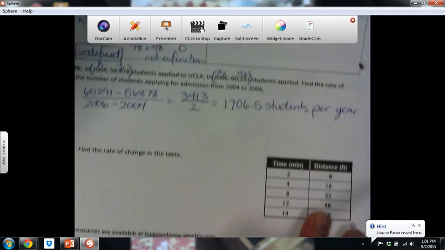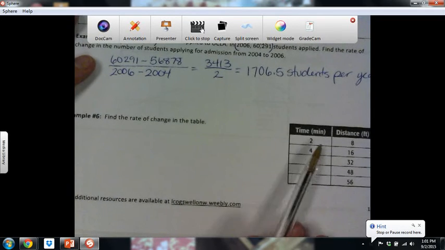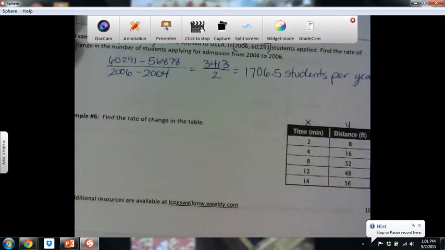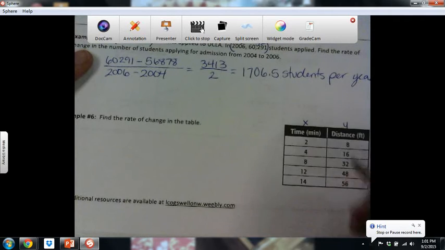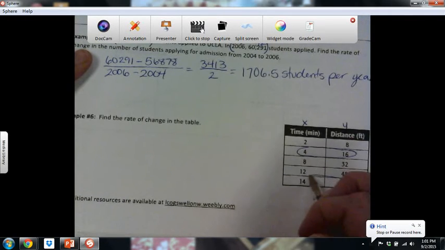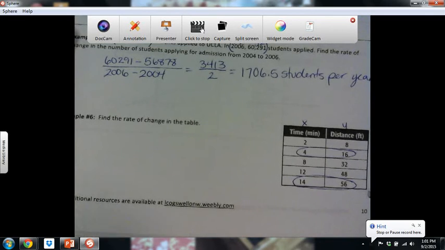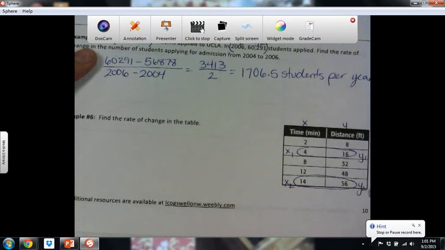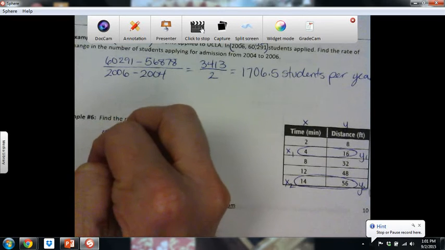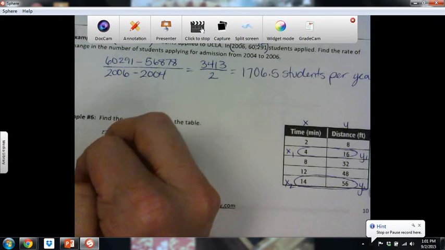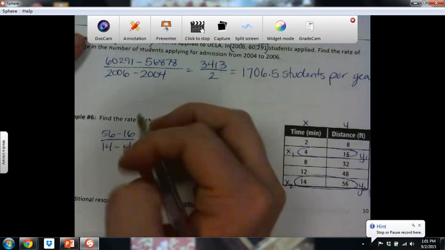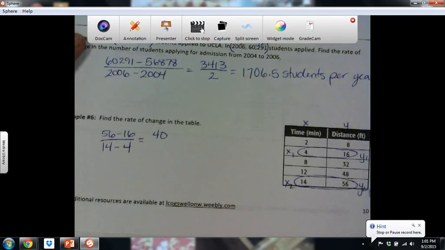Last example here on this packet is to find the rate of change from the table. They give us the time and the distance. This will be my x, and this will be my y. Now, if this is linear, it doesn't matter which 2 points I pick. So I'm going to pick this one and this one. It doesn't matter. You can pick whichever points you prefer. This is going to be my x1, y1, x2, y2. So to do my rate of change, I'm going to do 56 minus 16 over 14 minus 4. y2 minus y1 over x2 minus x1. 56 minus 16 gives me 40, and 14 minus 4 gives me 10. And when I divide, I get 4.